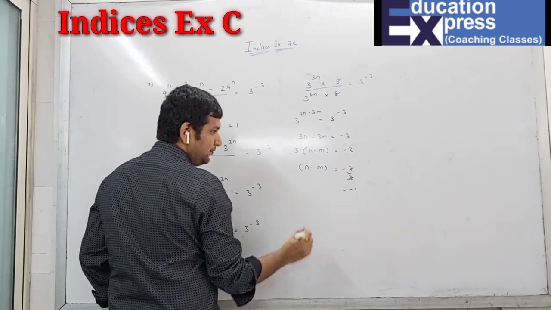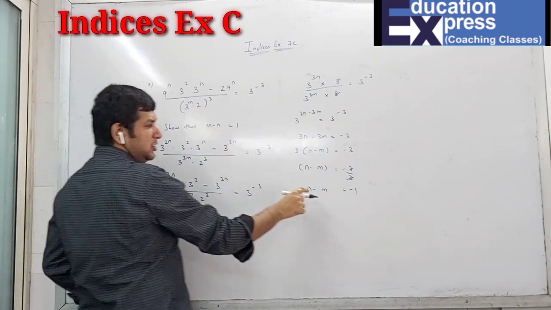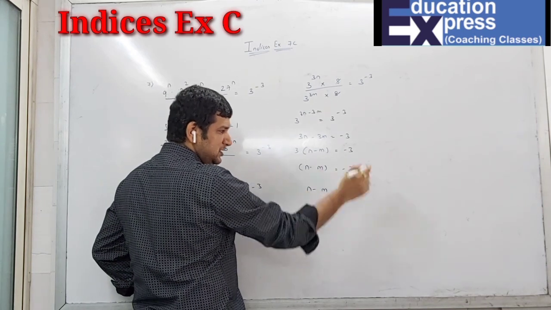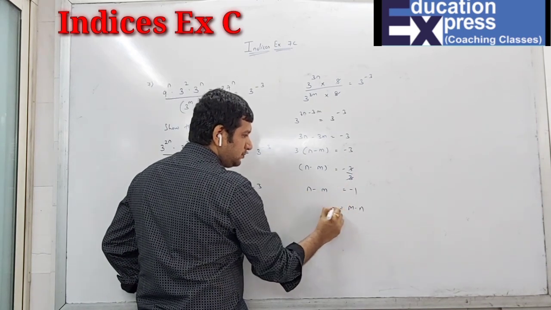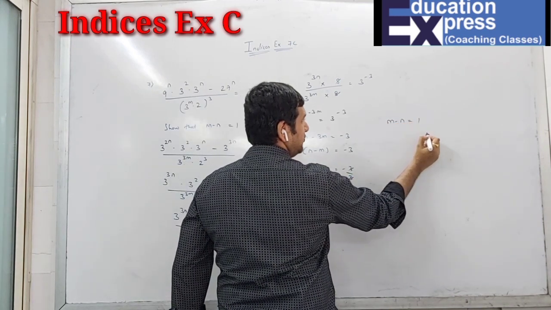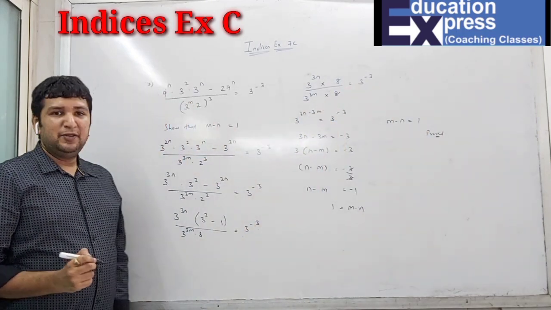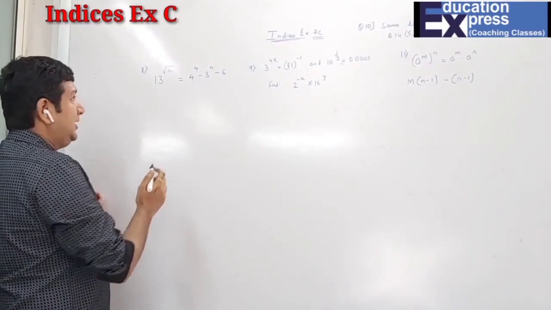That's minus 1. So students, now here what you want is m minus n. So for that I have to shift m and n on this side. And hence m minus n equals to 1. Question 7 also done.